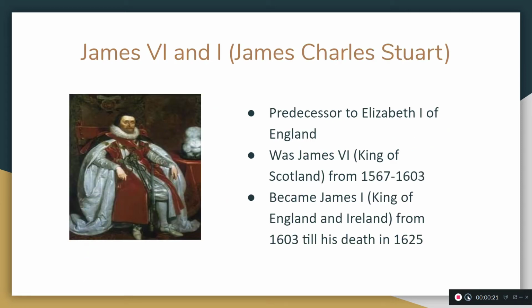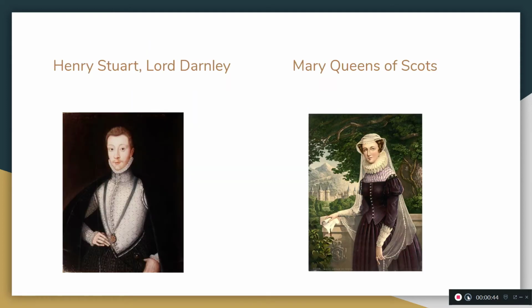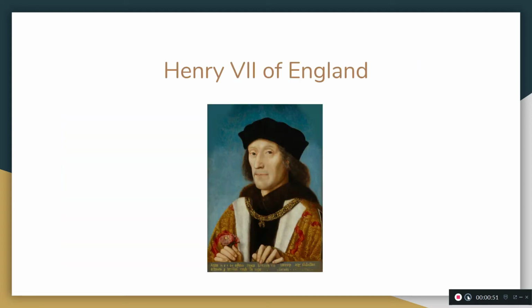So his full name was James Charles Stuart. And again, he was the successor to Elizabeth I of England, and he was James VI, King of Scotland, from 1567 to 1603. He then moved his court to England and became James I, King of England and Ireland, from 1603 until his death in 1605. Now, his father was Henry Lord Darnley, and his mother was Mary, Queen of Scots, and his great great grandfather was Henry VII of England.